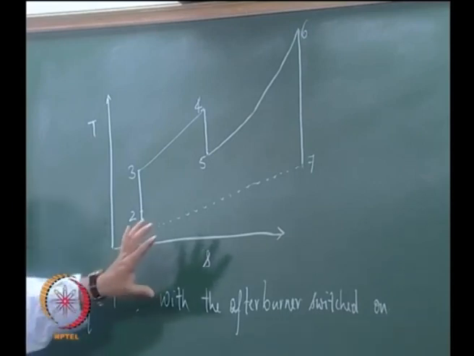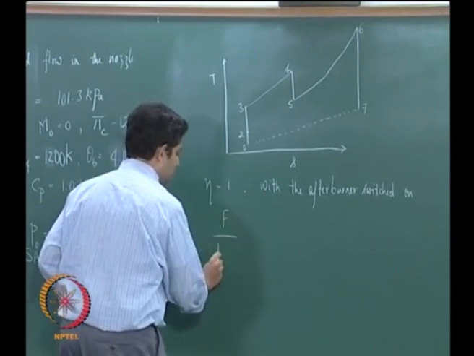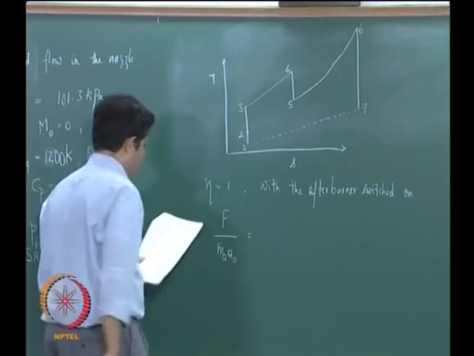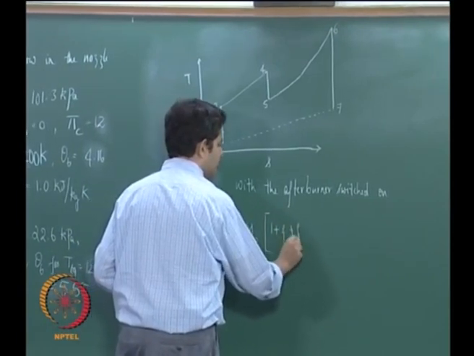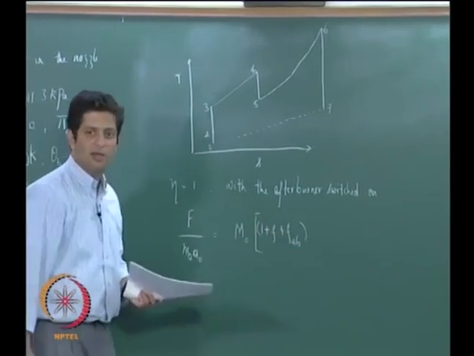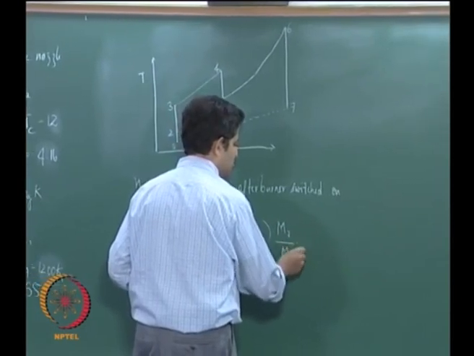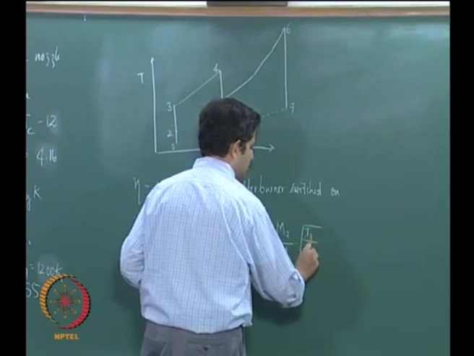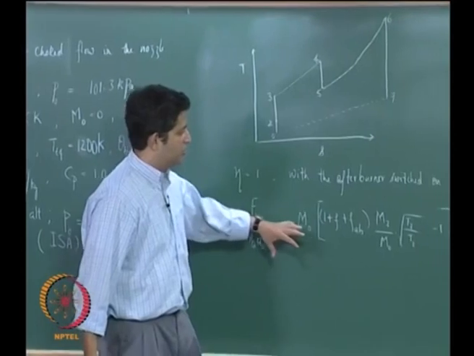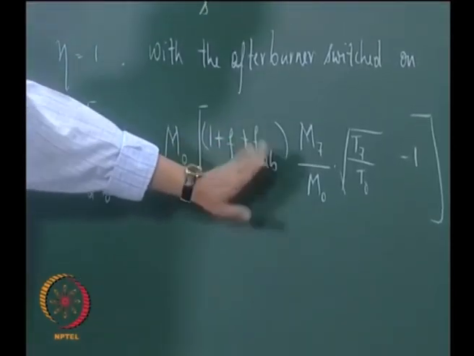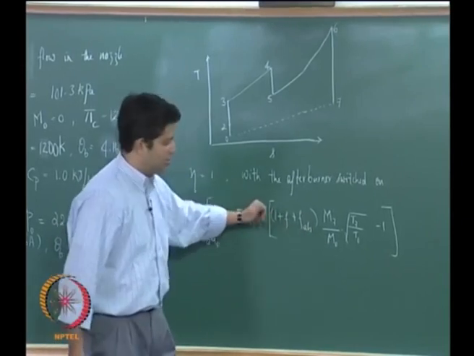Now, what do we have to do if we have to analyze this? Okay. Firstly, our expression for F by m dot a naught, the non-dimensional thrust would be m naught into, in this case, 1 plus f plus, I'll introduce a new parameter FAB, m7 by m naught into under root T7 by, right. This is the expression for non-dimensional thrust. Now, if you put FAB equal to 0, this is the expression that we had derived for a turbojet without the afterburner switched on, right. When FAB goes to 0, this is the expression that we get.